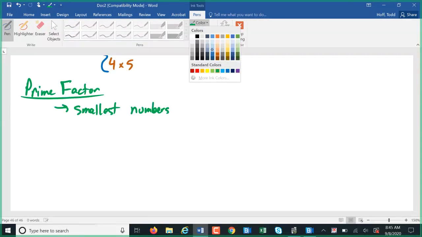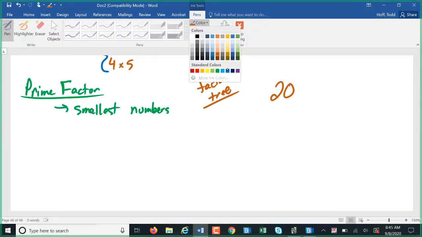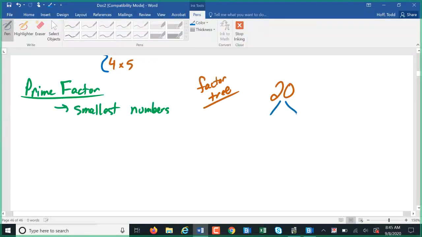So for 20, we use something called a factor tree, where we start with our number and we branch it off. We find any number that divides 20. Well, 20 ends in 0, so we know it's divisible by 10. So we divide it by 10. We're left with 2. 10 can be divided further. 10 divided by 2 would leave me with 5. None of these numbers can be divided any further: 2, 5, and 2.